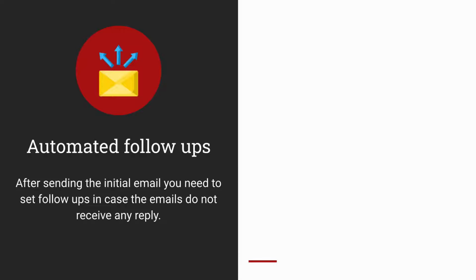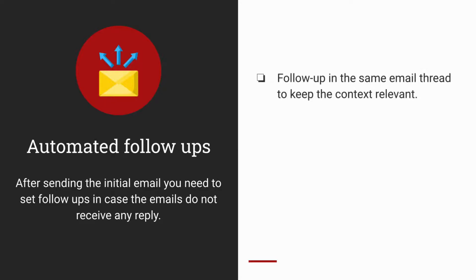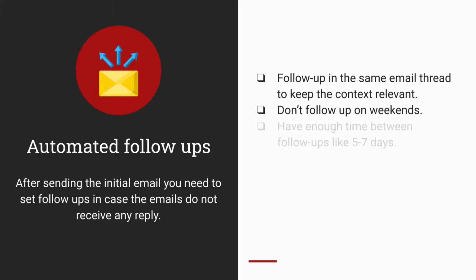So the next one is automated follow-ups. After sending the initial email, you need to set follow-ups in case the email does not receive any reply. In Mailshake, you can do that. Follow up in the same email thread to keep the context relevant. And don't follow up on weekends, because if you follow up on weekends, your email will be stacked below all the other emails that pile up over the weekend, right? You need to make sure that your follow-up email will be on top of their inboxes when they check their emails. And have enough time between follow-ups, like 5 to 7 days.